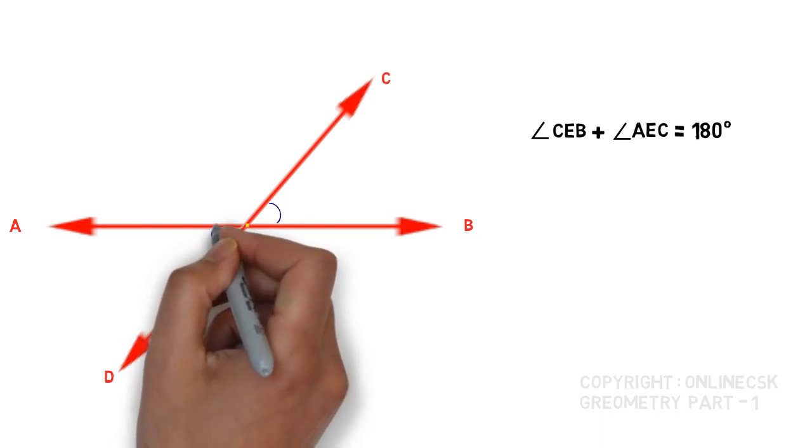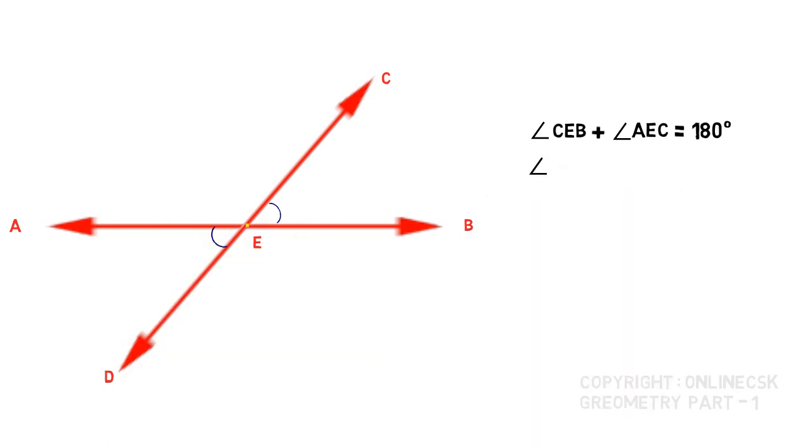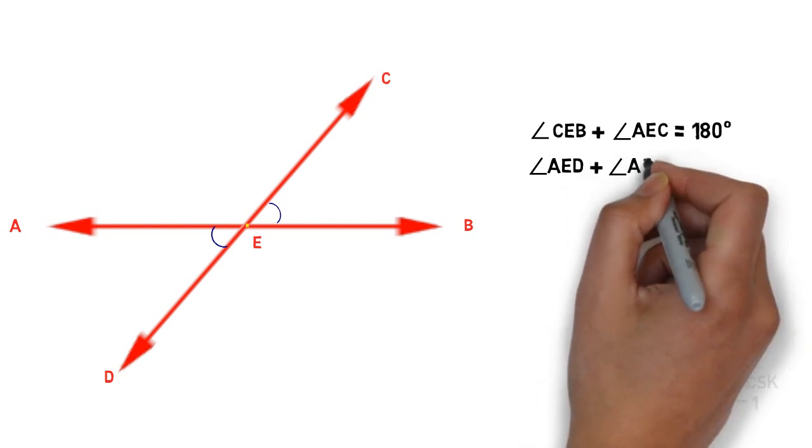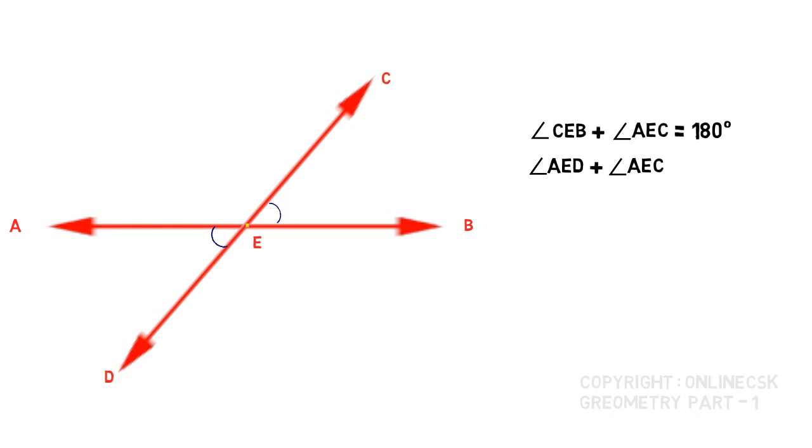Now similarly, angle AED plus angle AEC. These two make a straight angle. What's the angle? Angle DEC, a straight line. So this also makes a straight angle, so I can say this is also 180 degrees. Angle AED plus AEC is 180.